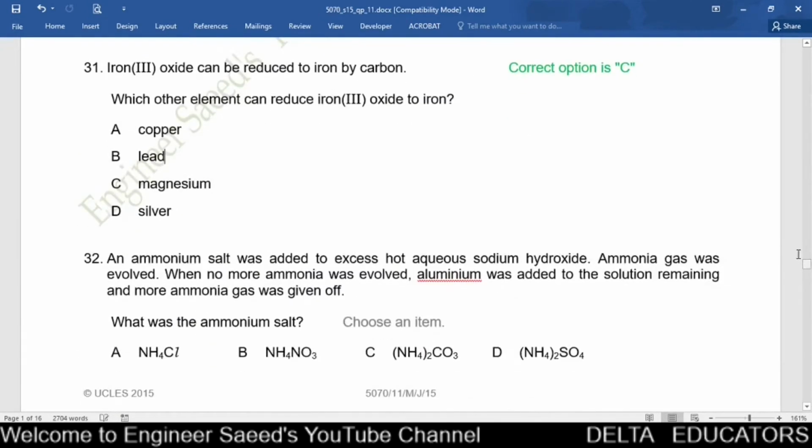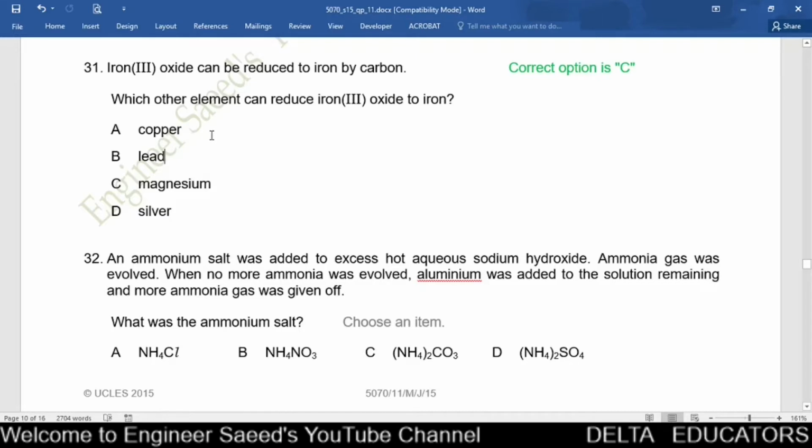Question number 31. Iron oxide can be reduced to iron by carbon. Which other element can reduce iron 3 oxide to iron? Option A copper, B lead, C magnesium, D silver. Iron oxide can be reduced to iron by a metal that is more reactive than iron.